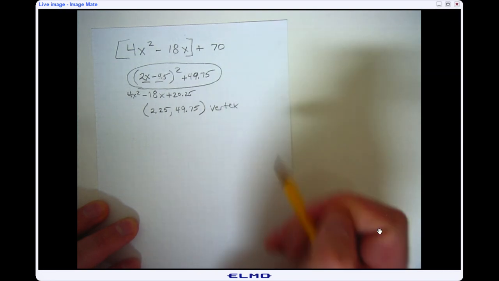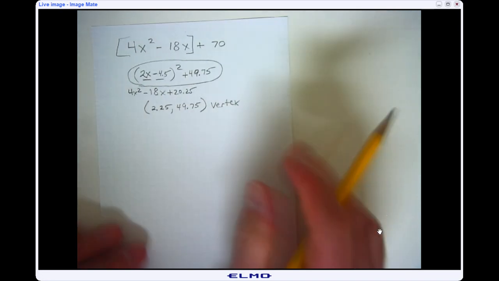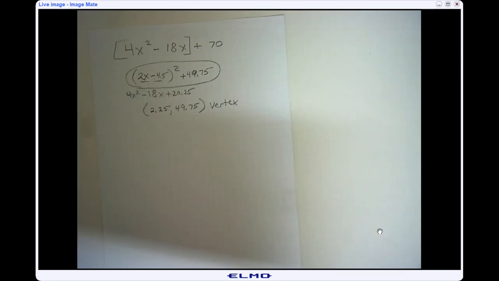And again, if I wanted to find my roots, I could make this equal to 0 and backtrack. I'm not going to demonstrate that right now, but that was in a previous video I showed. I'm going to do one more example of level 2.